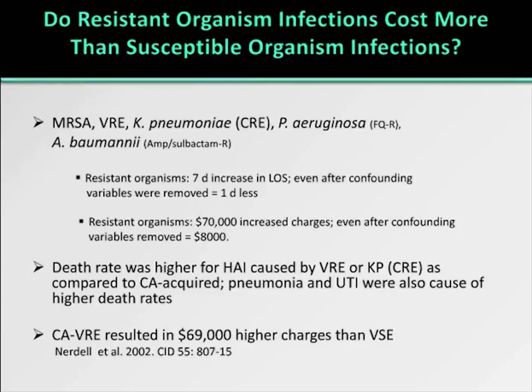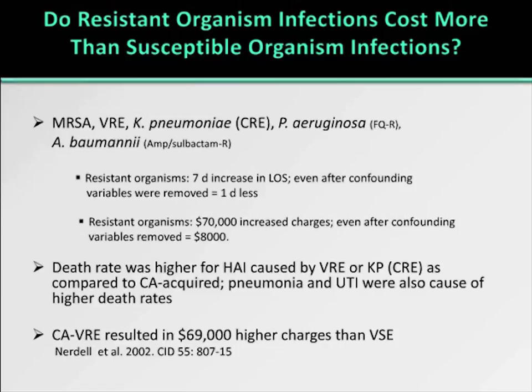So there was a study by Nordell in 2002 that was published in Clinical Infectious Diseases. I've given you the reference. Basically, the study looked at methicillin-resistant Staph aureus, vancomycin-resistant enterococci, Klebsiella that were resistant to the carbapenems, Pseudomonas aeruginosa specifically resistant to fluoroquinolones, and Acinetobacter baumannii, which was ampicillin-sulbactam resistant. The authors looked at these specific organisms and asked, does it cost more to have a resistant organism? What they found was that if the patient had one of these resistant organisms versus MSSA, VSE, et cetera, there was a 7-day increase in the length of stay in the hospital.